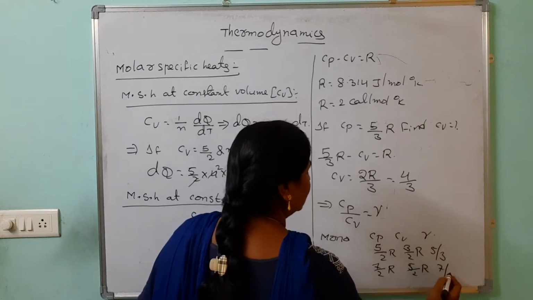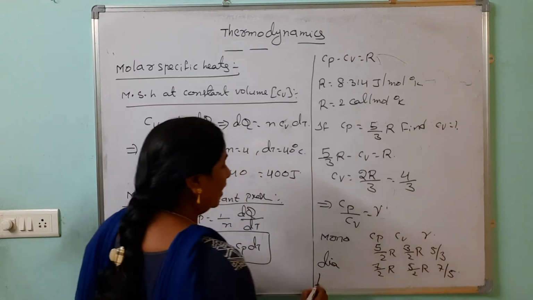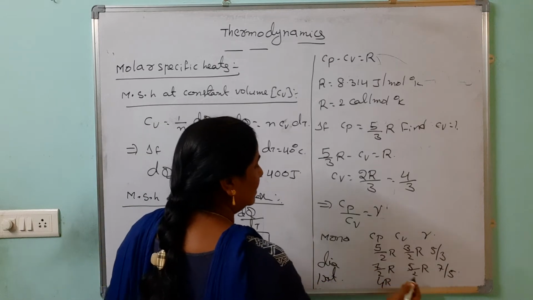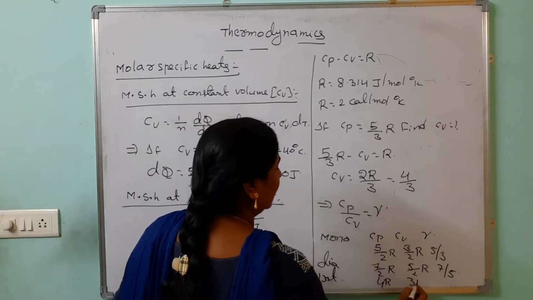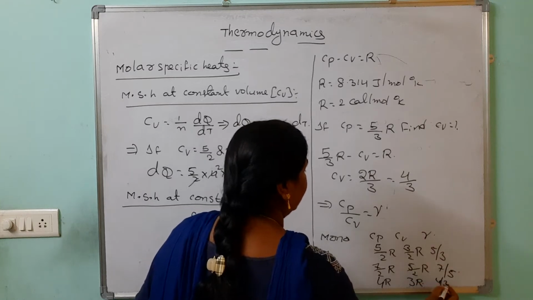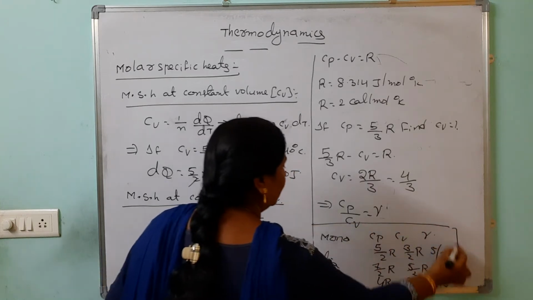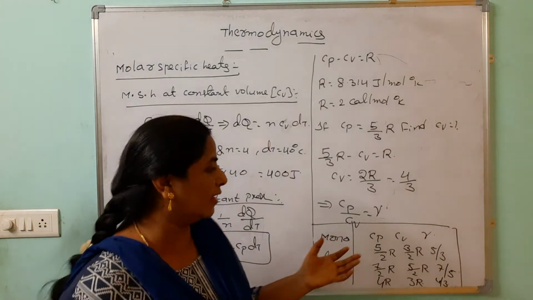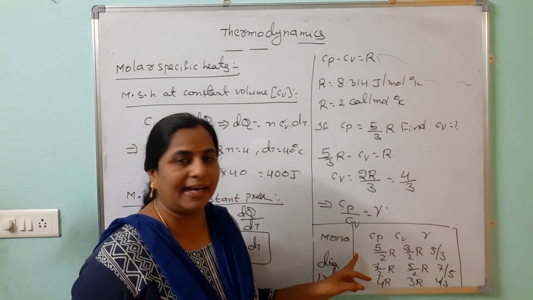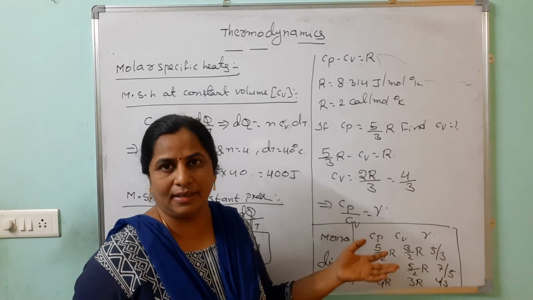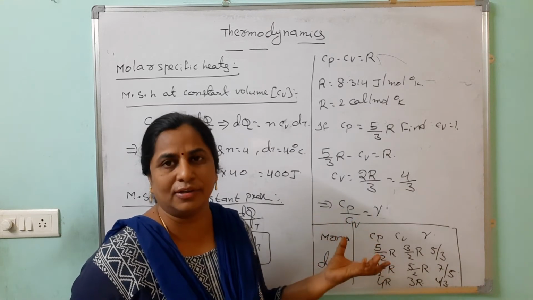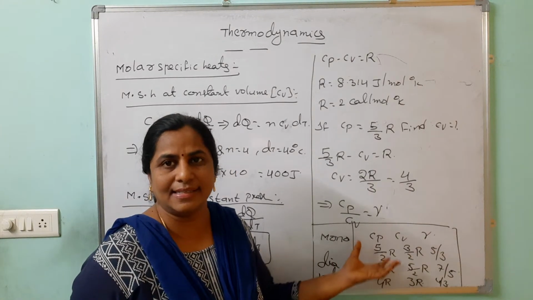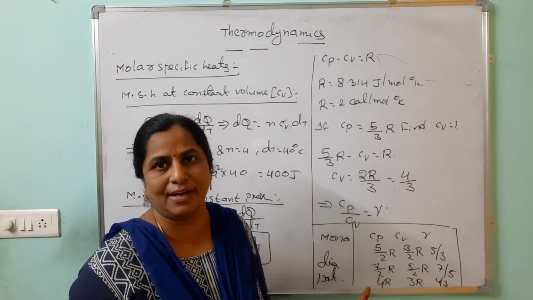This gamma is 7 by 5. For polyatomic, what we are taking, this is 4 times R. This is less than 1, meaning this is 3 times R. We can take it as 4 by 3. You must remember this table: monoatomic gases like argon, neon; diatomic gases like hydrogen, O2, N2 all belong to diatomic. More than that, we can treat as polyatomic gases. These are the Cp and Cv values for that.